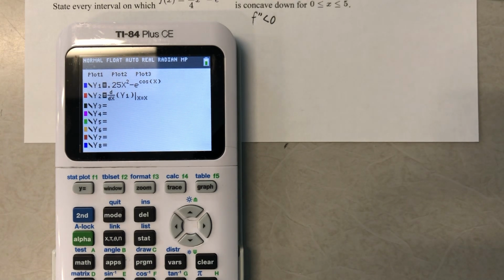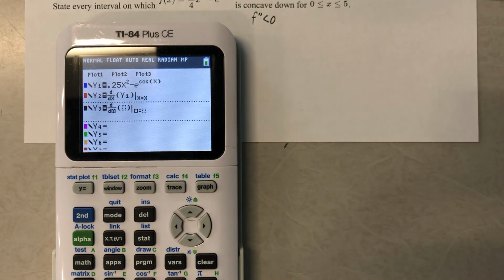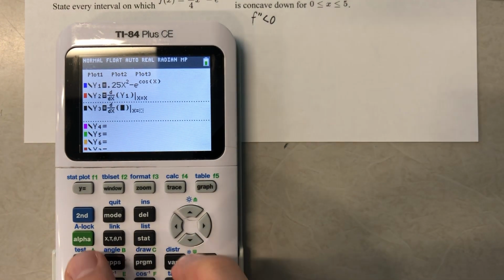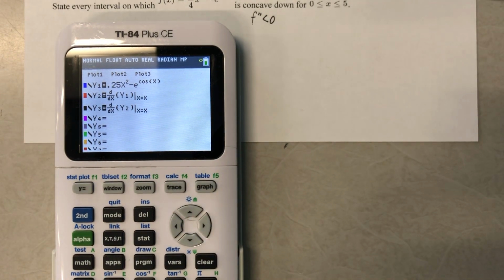Okay, let's find the derivative of that. The derivative of that is, well, the derivative of y2. So math, in derivative, you could just press 8. The derivative with respect to x of y2. Alpha trace, go to y2 and at any given x value. Okay, I'll let you stare at that, type that if you're following along.